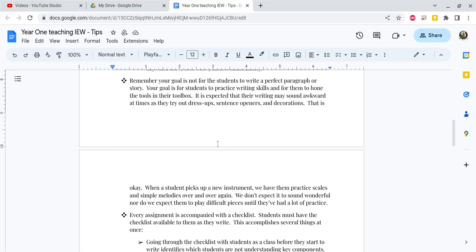So at times their writing is going to sound awkward because they're going to be trying out a new sentence opener or dress up or a decoration. That is okay. We just want them to practice.